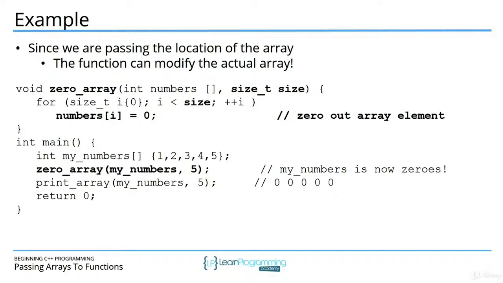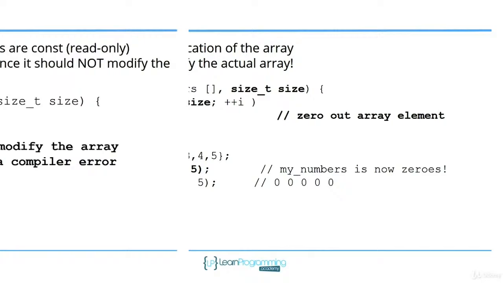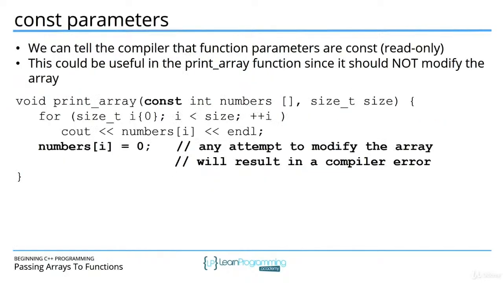So let's get back to see what we can do to have the compiler help us so we don't change an array we don't want to. We can define function parameters as const parameters. This tells the compiler that these parameters are read-only within the function body. Any attempt to modify them will result in a compiler error.